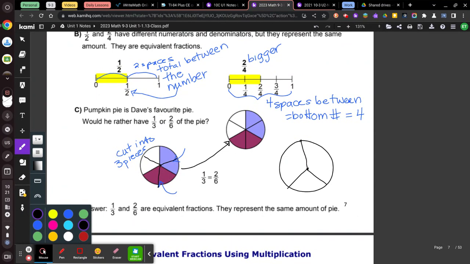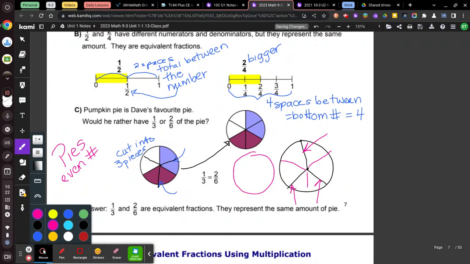Because if I divided this guy in half now, I get 6 pieces, and they should all be the same. But how would I get a 7th piece in there? You would have to start over at the beginning without it divided already. So you would start with a blank circle, and then you would start cutting your pieces. Usually it's an even number of pieces that they cut into, okay? So pies, pizzas, they're usually an even number on the bottom.